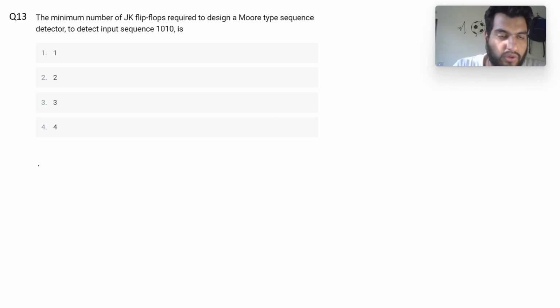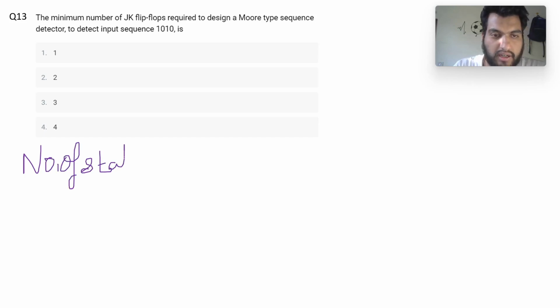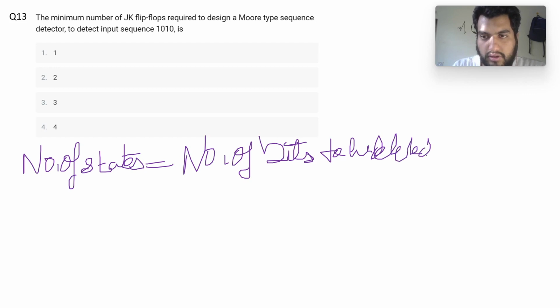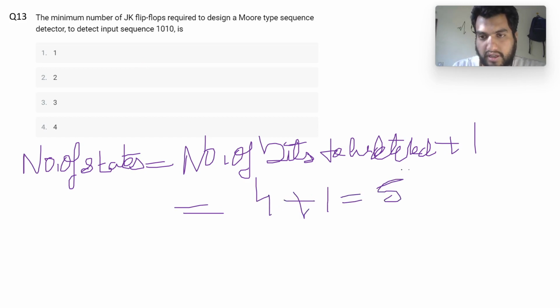So first we need to find out the number of states. The number of states in a Moore machine is simply equal to number of bits to be detected plus 1. So how many bits are to be detected? That's 4, and 4 plus 1 is 5. So number of states are 5.